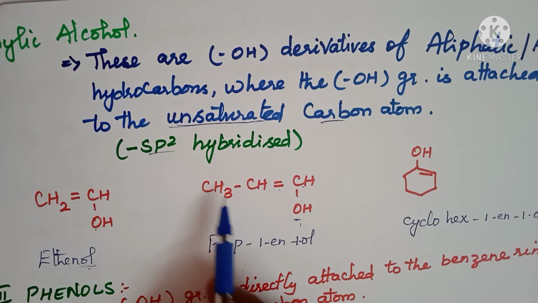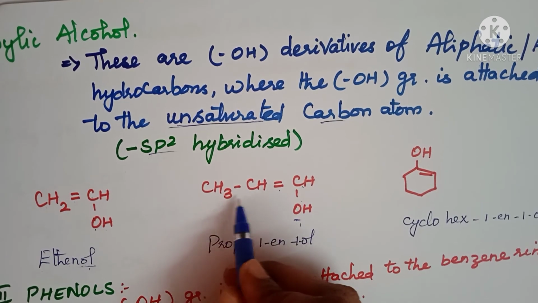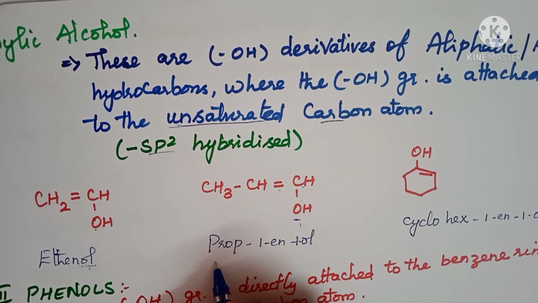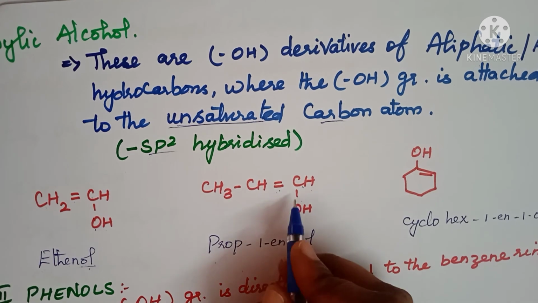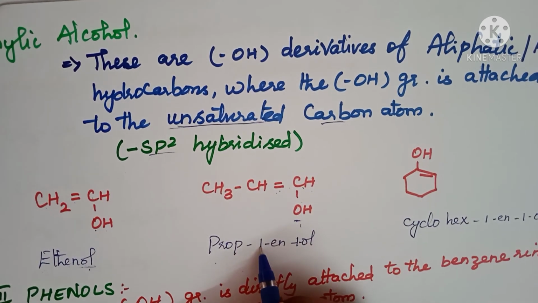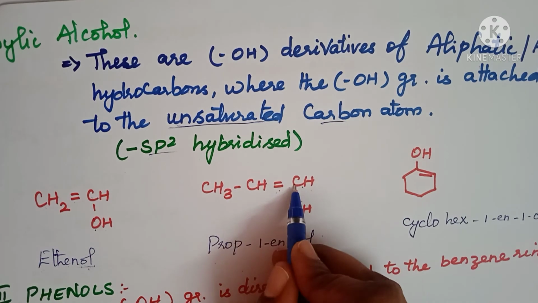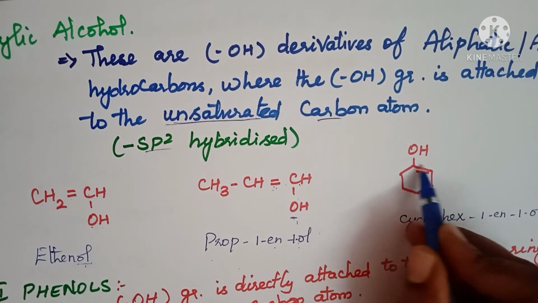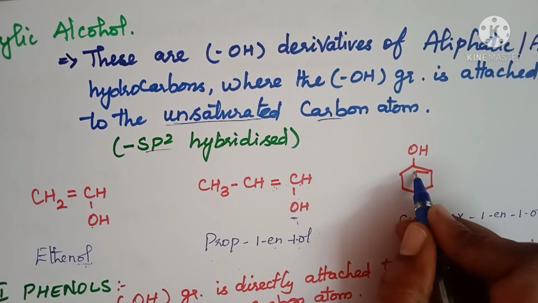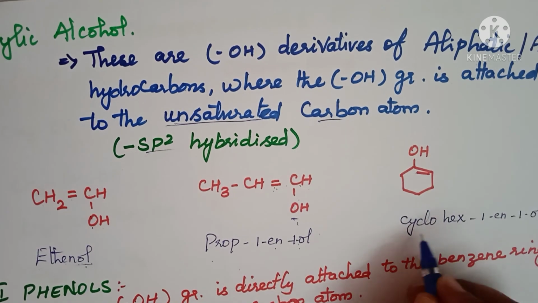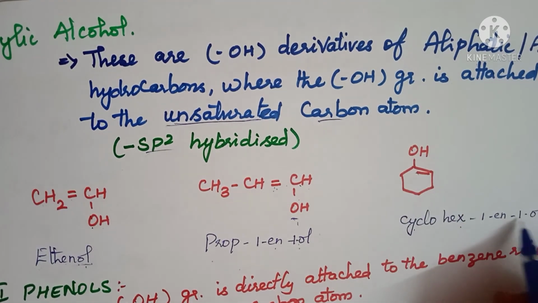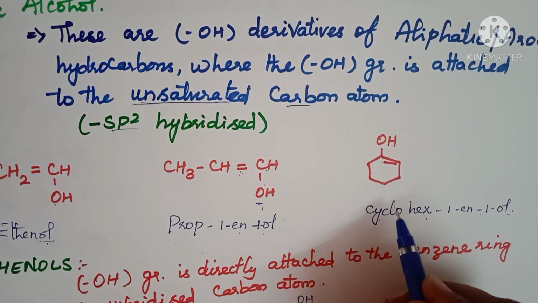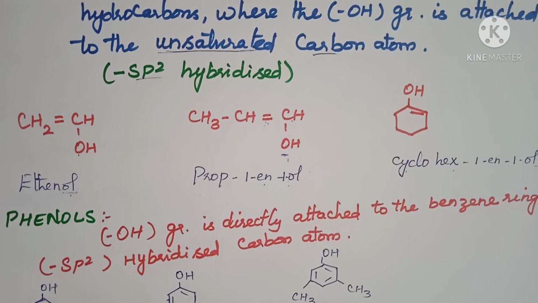Now second one, CH3CH=CHOH. See, three carbons are there. Three carbons means naturally it's prop. Double bond is there. One, in this place only the functional group is there. So prop-1-en-1-ol. This carbon is en, this carbon is ol, that is the functional group. Next one, here cyclohexane. Where it is a double bond, there it is the functional group. Cyclohex-1-en-1-ol. Remember how to name the IUPAC name.